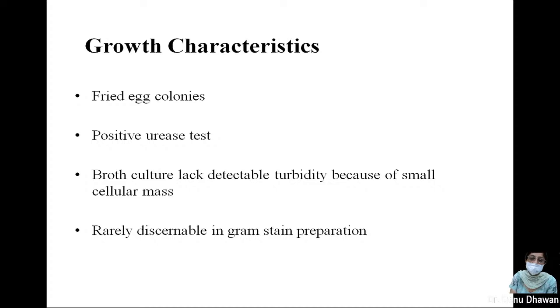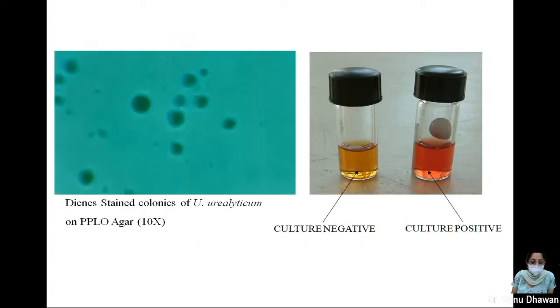Why is it that, unlike bacteria, turbidity is not seen when mycoplasmas grow in liquid media? That is because of their very small cellular mass. Hence, when liquid broth shows growth of mycoplasmas, it will not show turbidity. And these organisms are rarely discernible in a gram stain preparation. So we have to use other stains like Giemsa and the Dienes stain for visualization.